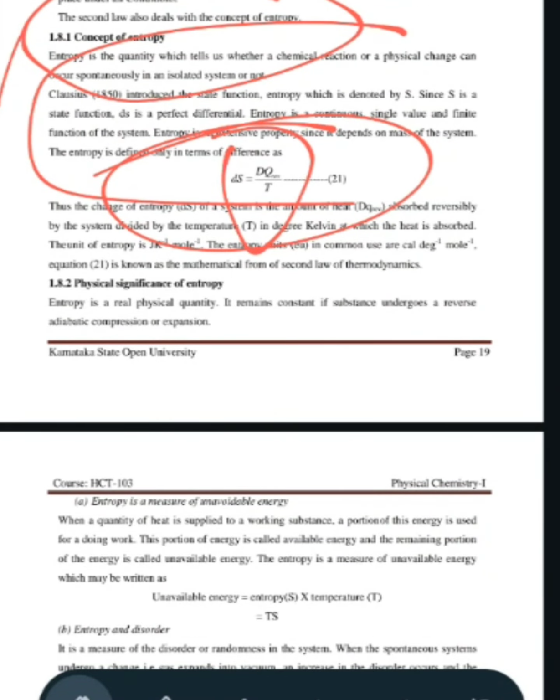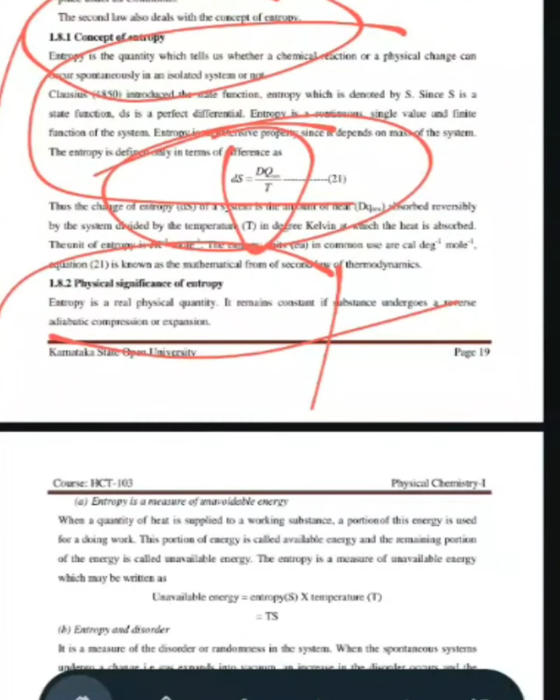So next is the physical significance of entropy. Entropy is a physical quantity. It remains constant if the substance undergoes a reversible adiabatic compression or expansion. So whatever reversible process is taking place, it will be constant. A to B, A forms the product B and B forms the product A, and it is reversible. So even then the entropy will be constant.